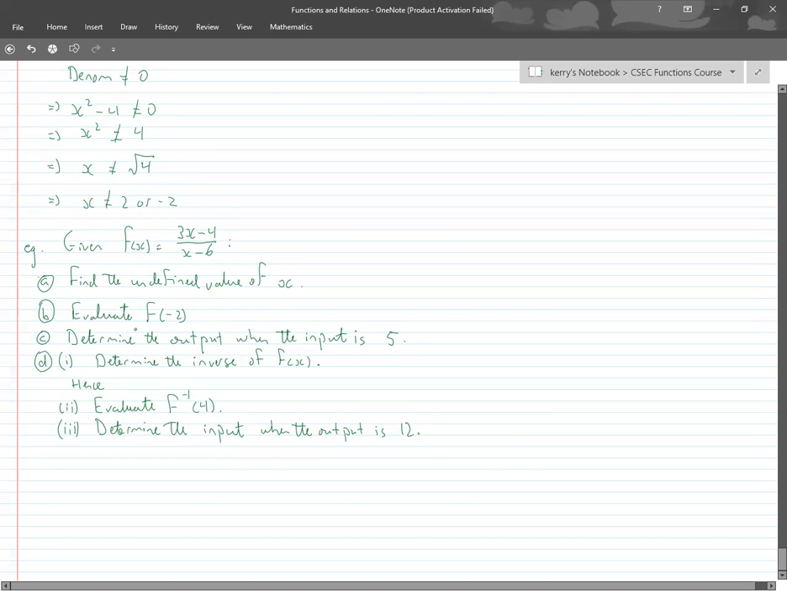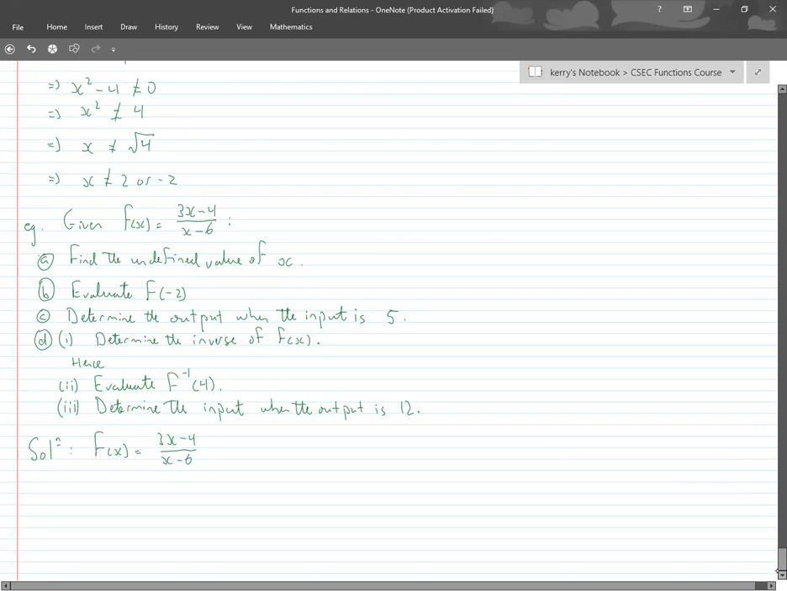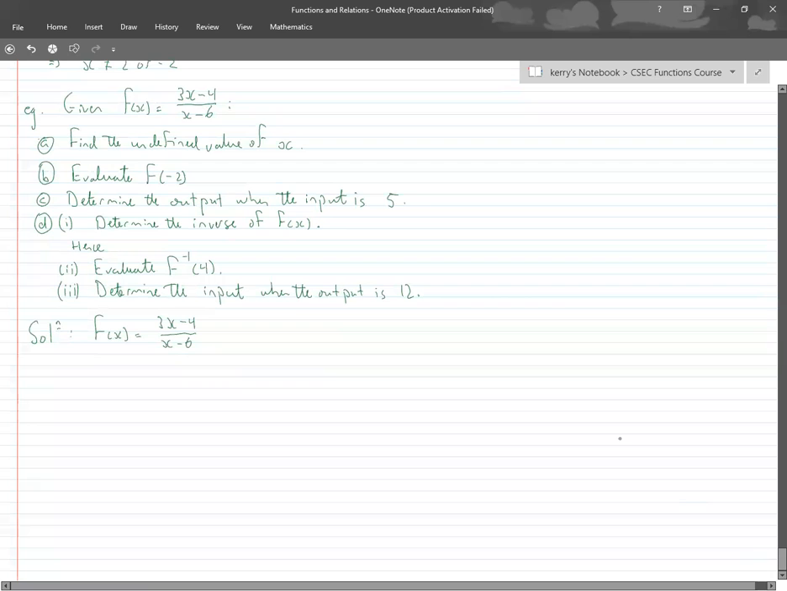So we have this function here. f of x is 3x minus 4 over x minus 6. So always write back down the function to start off a question. 3x minus 4 over x minus 6. Good. So the first part of the question, they said to find the undefined value of x.